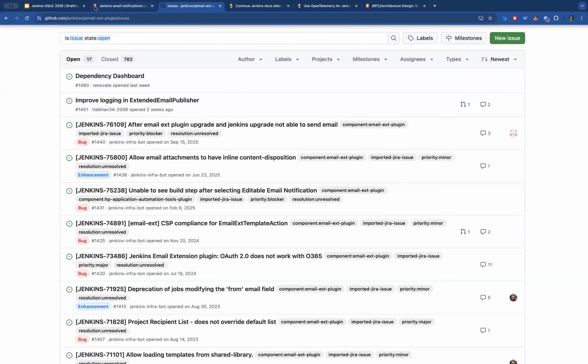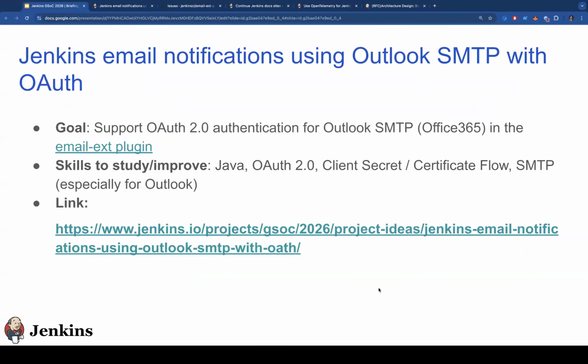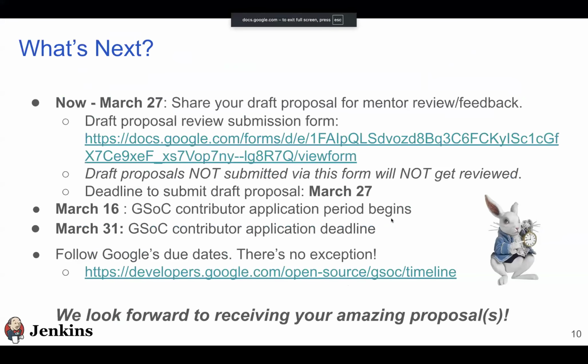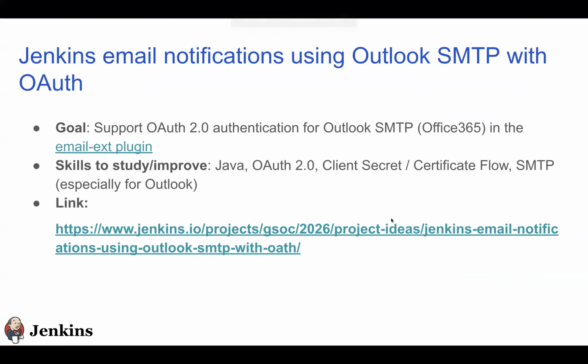Because the lead mentor is not here, we may not be able to go too much in depth about what he intends for the architecture, or the direction he wants, or how the actual work will be done, but I'll leave it to him. You can ask either on GitHub or Discourse. By Discourse, I mean community.jenkins.io, the website. Any questions about this project?